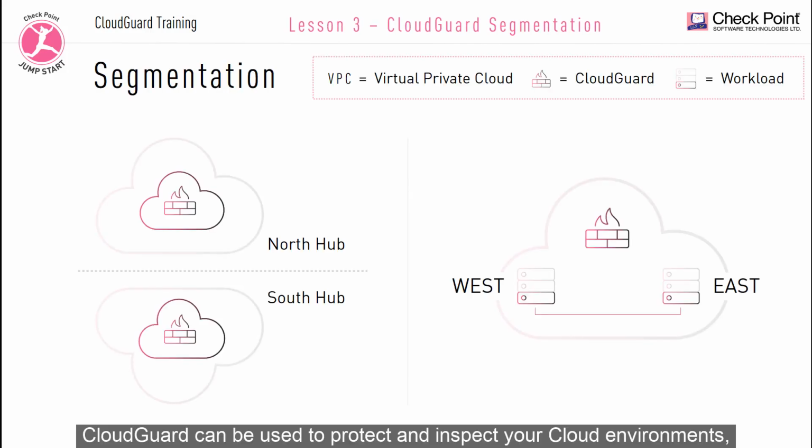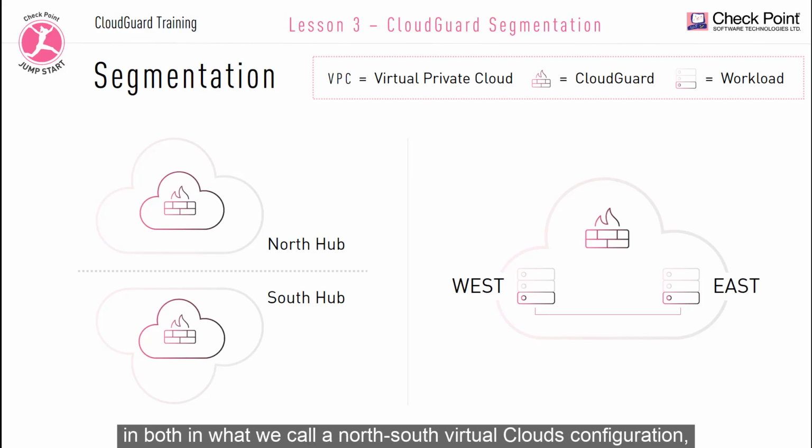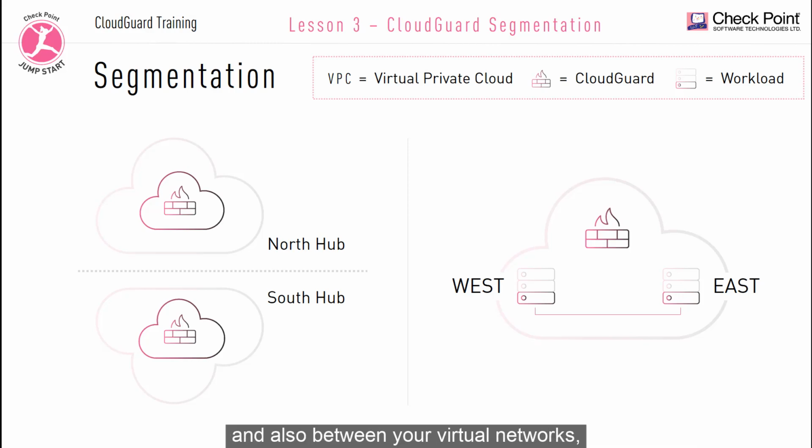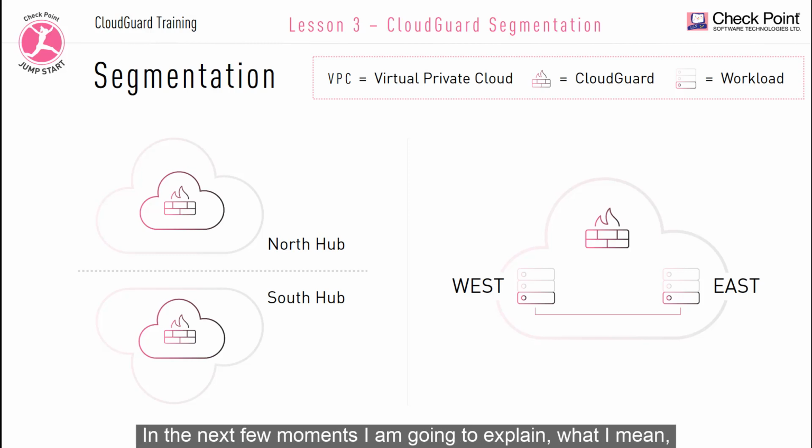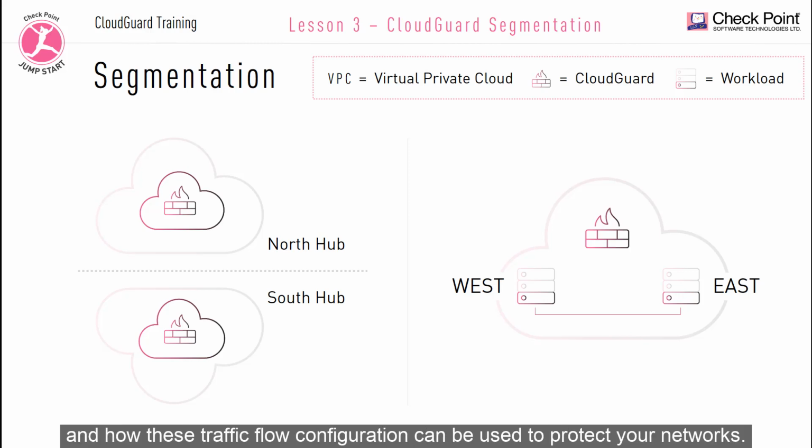CloudGuard can be used to protect and inspect your cloud environments in what we call a north-south virtual clouds configuration, and also between your virtual networks in what we call an east-west data flow configuration. In the next few moments, I'm going to explain what I mean and how these traffic flow configurations can be used to protect your networks.